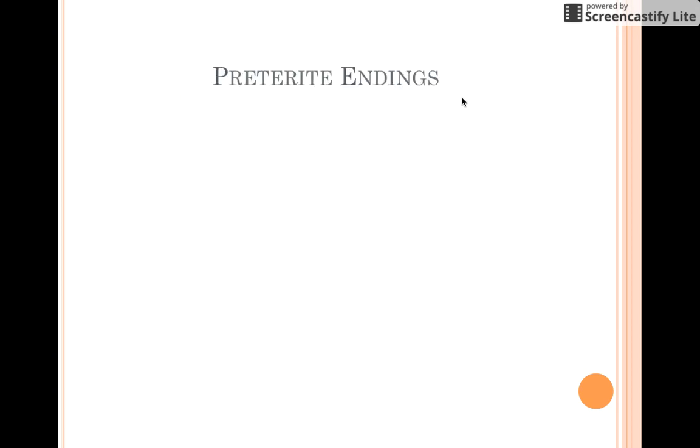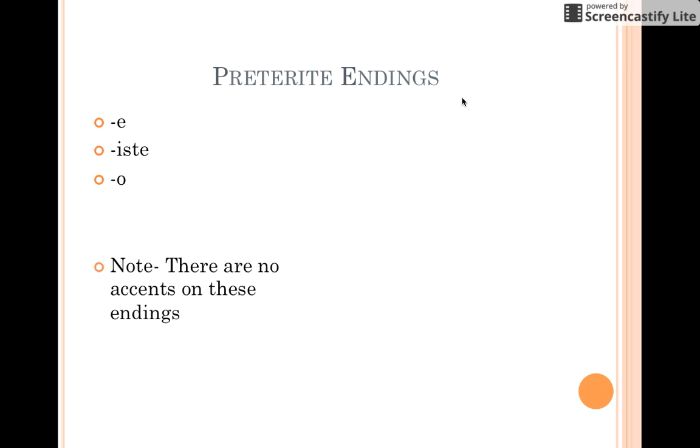So let's do a quick recap on your endings. First person singular is e, second person singular is iste, third person singular is o. And remember, none of these endings will have any accent marks. First person plural is imos, second person plural is isteis, and third person plural is ieron. So those are our preterite endings for irregular verbs.